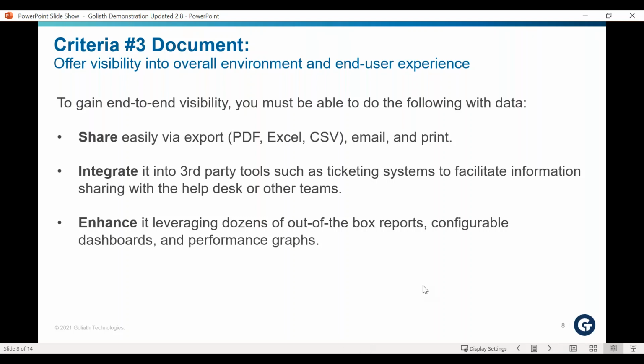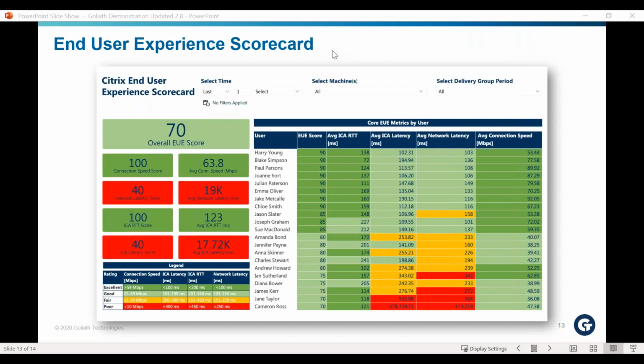And just to show an example of one report that's being heavily utilized nowadays, it's our end user experience scorecard. Let me share it out right now. This report gives management not just the ability to see how the environment is performing as a whole, but also to understand where there are areas for improvement. So on the right-hand side, you're able to see core end user experience metrics per user. You're able to see the specific user, what their score is, which is based off of the metrics on the right-hand side and the legend on the bottom left.